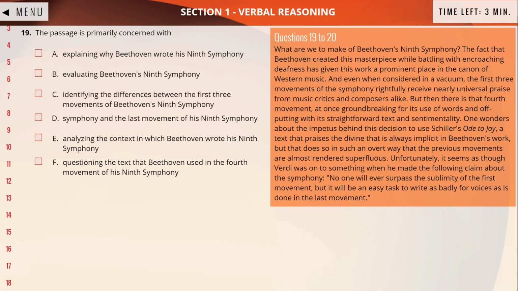One wonders about the impetus behind this decision to use the Ode to Joy, a text that praises the divine that is always implicit in Beethoven's work, but that does so in such an overt way that the previous movements are almost rendered superfluous. Unfortunately, it seems as though Verdi was onto something when he made the following claim about the symphony. No one will ever surpass the sublimity of the first movement, but it will be an easy task to write as badly for voices as is done in the last movement.